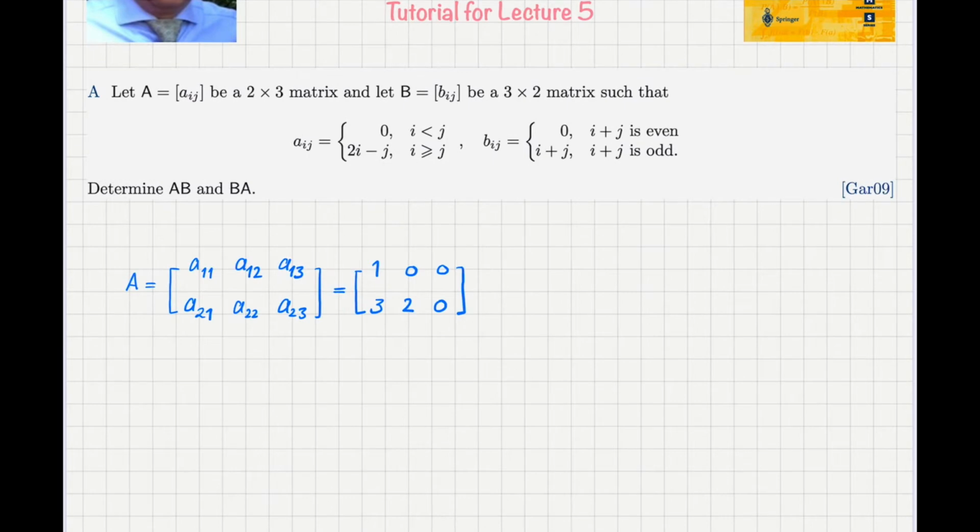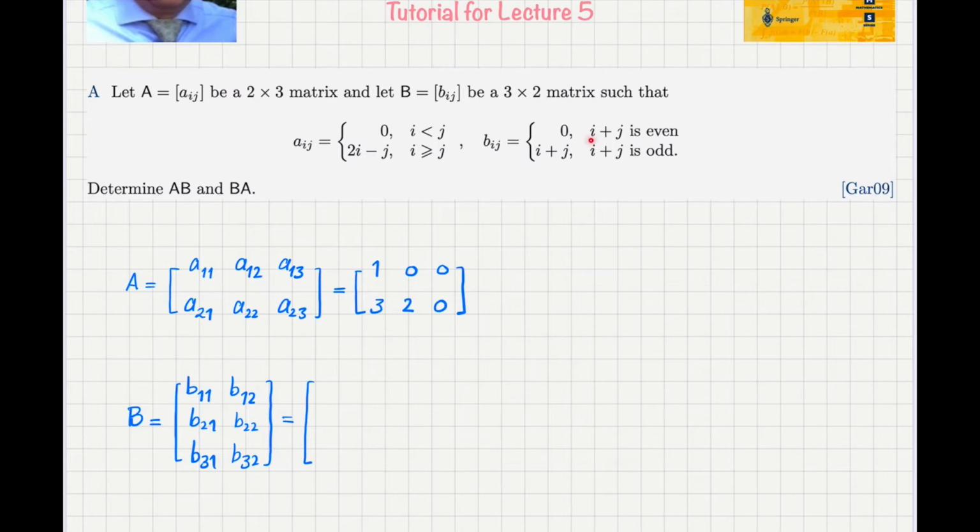And then I will do the same thing for matrix B, but matrix B is given to be a 3 by 2 matrix, so it contains 3 rows and 2 columns. So the generic form of that matrix is this. Yes? And then we have to follow these rules now.